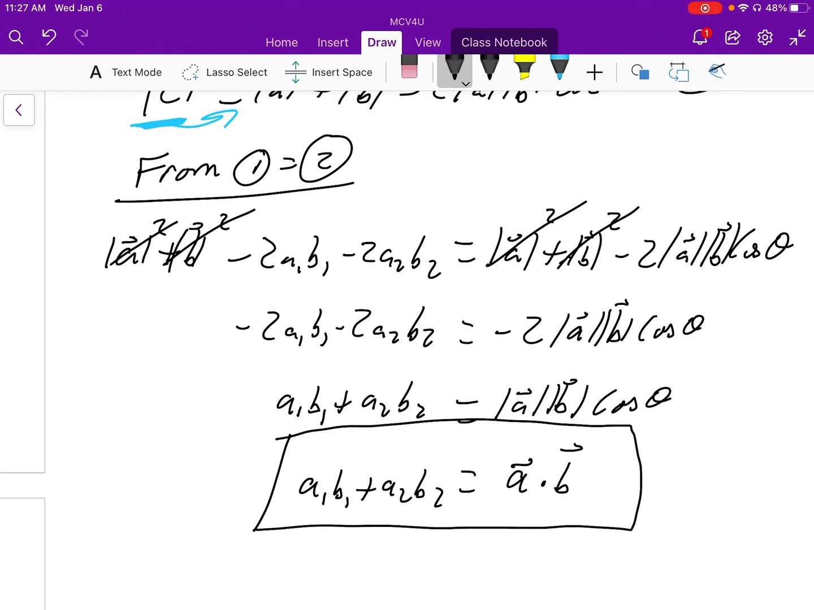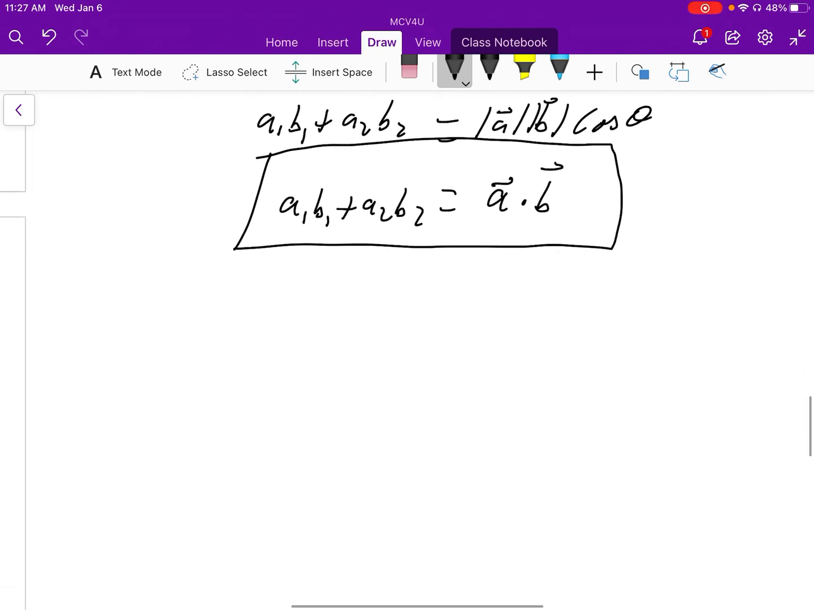You just have the sum of the product of the corresponding components. So this is key. This is the algebraic dot product right here. So make sure you make note of this. All right. When we do examples, they're very, very straightforward.